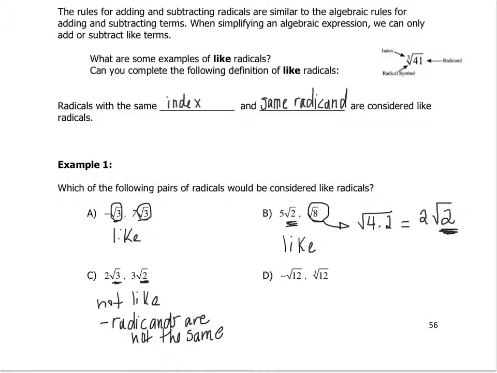This one here, they both have a 12 underneath the root sign, but this one has an index of 3, and this one only has an index of 2, understood to be 2. So therefore these are not like, because the index is not the same for both. The index has to be the same for both.